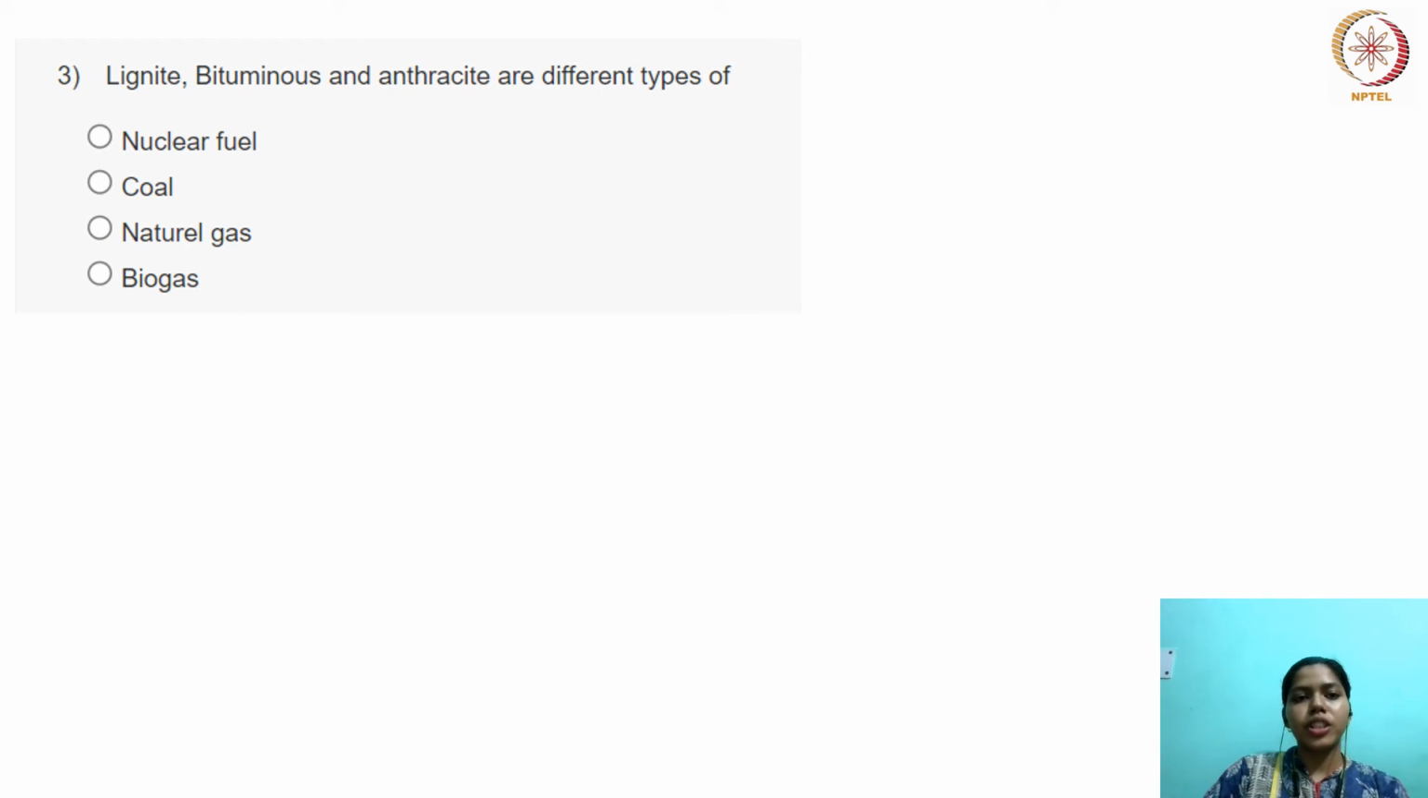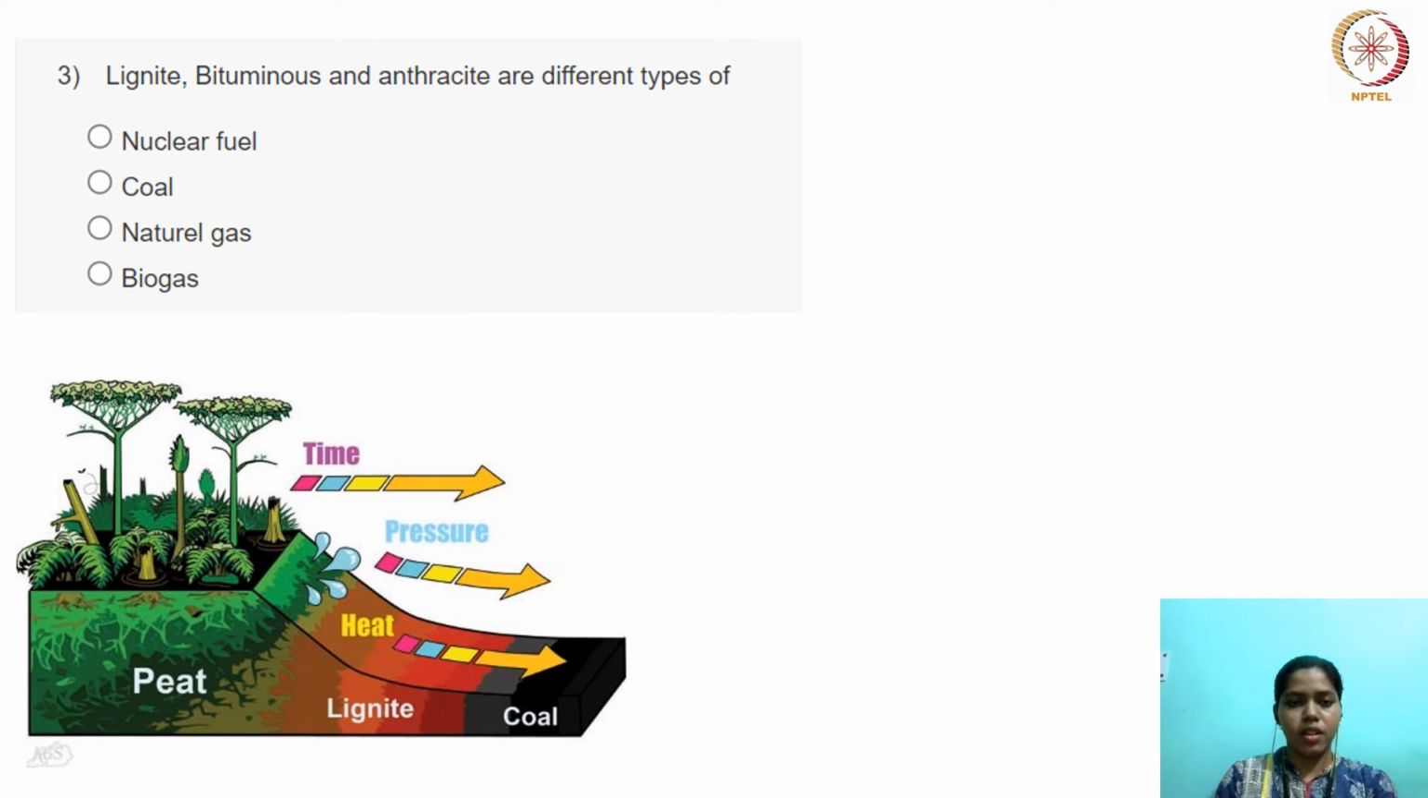Okay, now the next question is: lignite, bituminous and anthracite are different types of nuclear fuel, coal, natural gas or biogas. Let's take a view at the picture shown here. When leaves or organisms get buried in the soil, it is called peat. Under the application of pressure and heat over time, this peat is converted into lignite, and that is finally converted into coal.